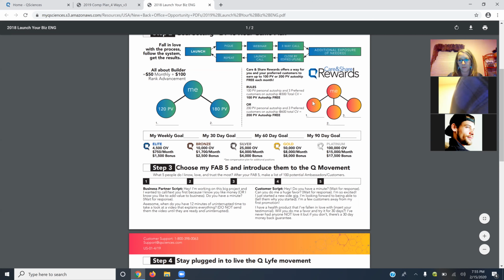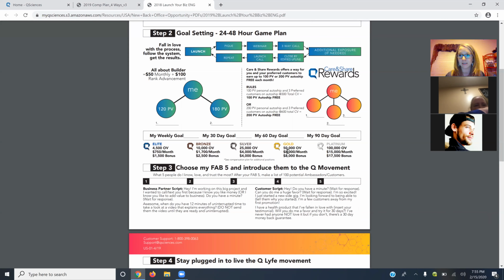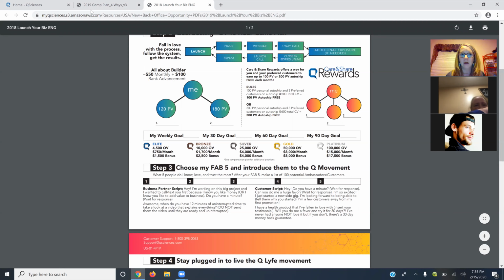I've never had to pay for my products. My first month I did. Ever since then, they've been free. Sometimes I've been double care and share. My mom and some of the other folks on my team are amazing, amazing customer getters, and will be up into some of the higher positions with pay, which we're going to go over, and you'll see all that in a few minutes.